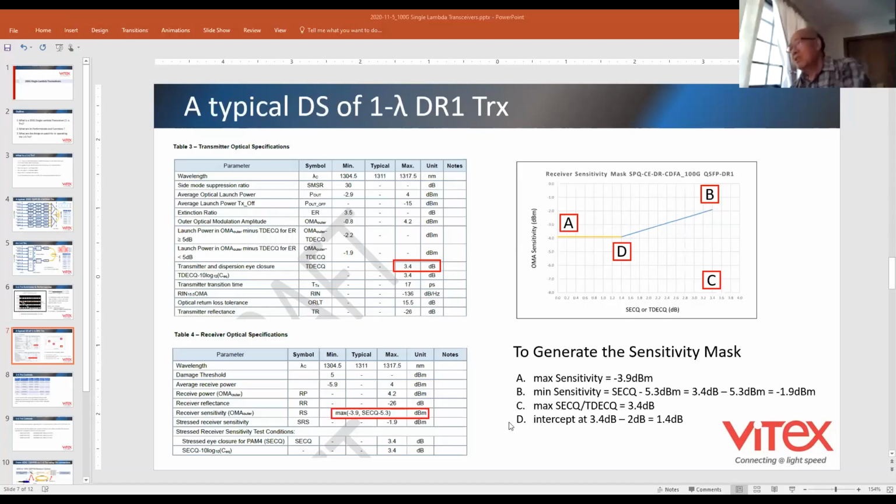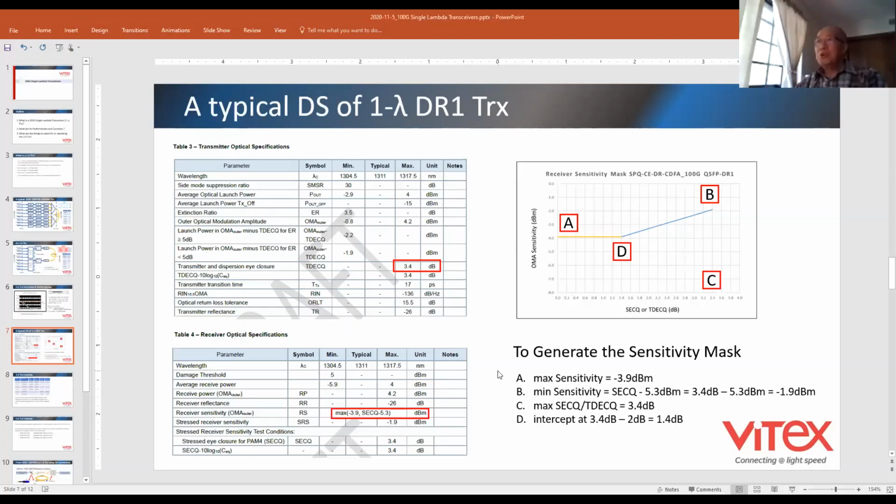So you can see the intercept point D is equal to 3.4 minus 2 dB, because it's 2 dB from here to here. So you end up with 1.4 dB. With those 4 points, you'll be able to plot this out. The other meaning is that anything here, we call it a mask, not a line. Anything beyond this, on the upper side, is guaranteed performance. It's called a mask.